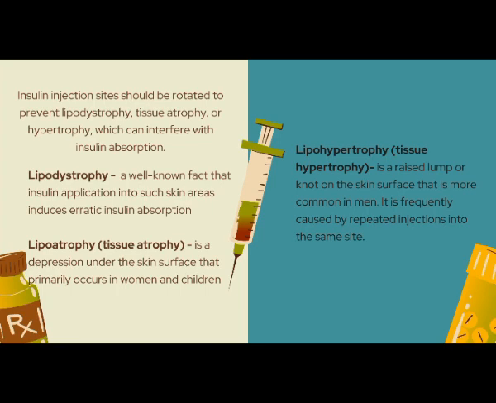Lipodystrophy is a well-known condition in which insulin application into such skin areas induces erratic insulin absorption. Lipoatrophy or tissue atrophy is a depression under the skin surface that primarily occurs in women and children, while lipohypertrophy or tissue hypertrophy is a raised lump or knot on the skin surface that is more common in men. It is frequently caused by repeated injections into the same site.